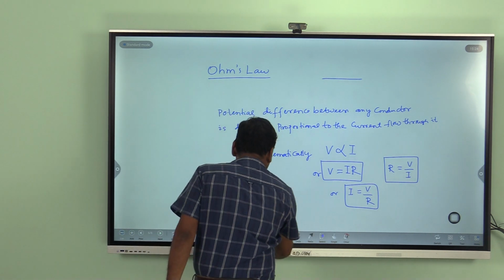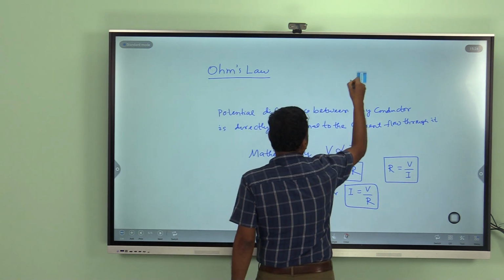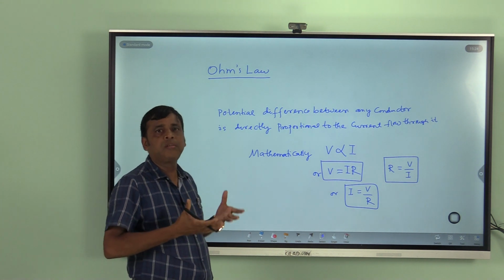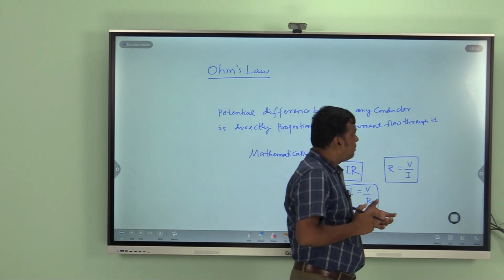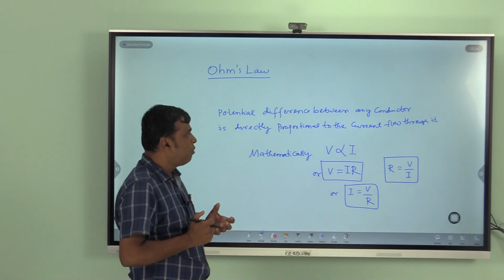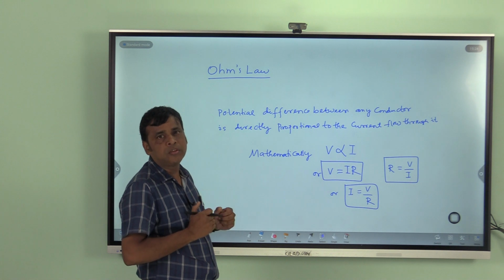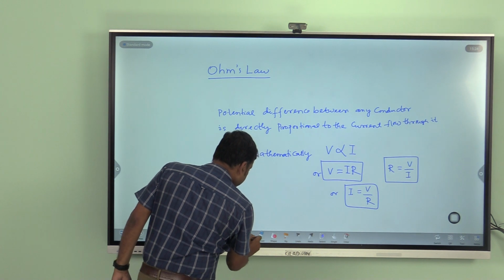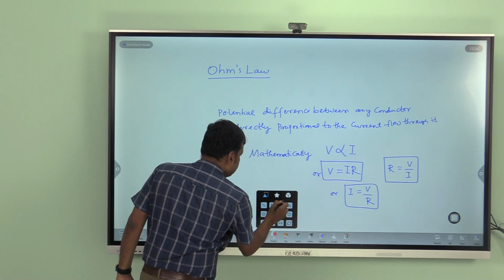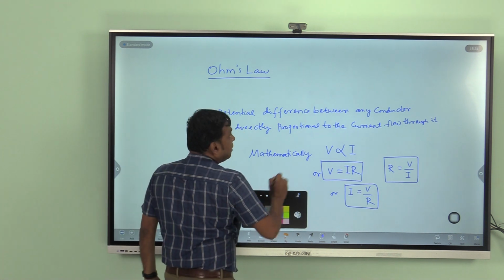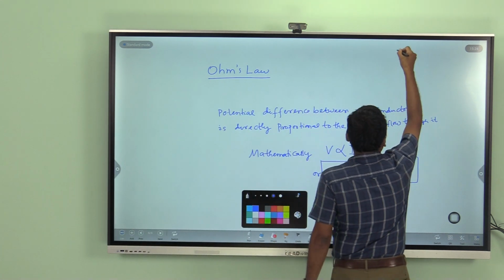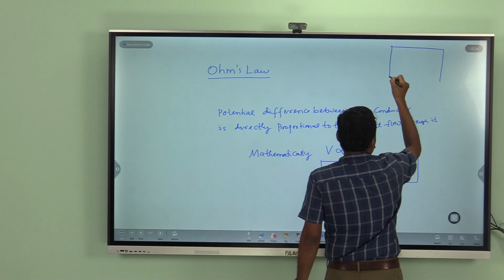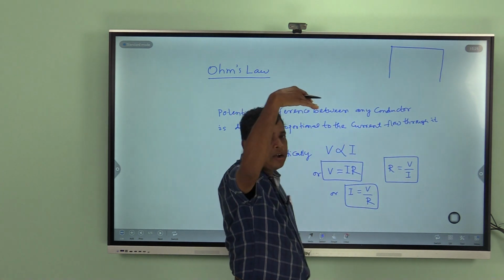So, there is an analogy for Ohm's law, that voltage is directly proportional to the current. What is voltage, what is current and what is resistance? Suppose I tell you what voltage means, if we analyze it with a water tank. Suppose there is a water tank installed at the top of the floor.